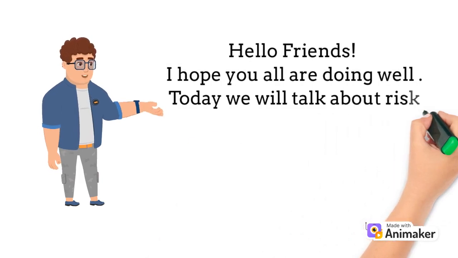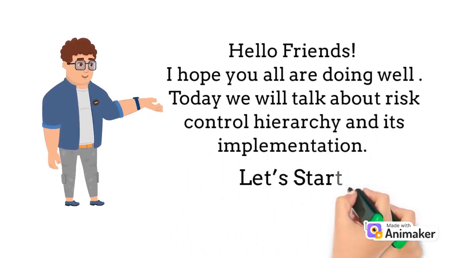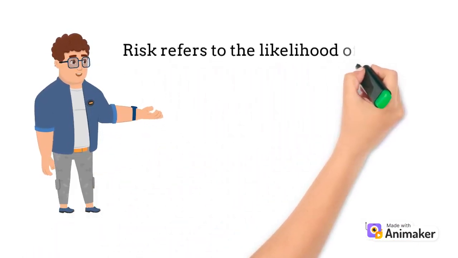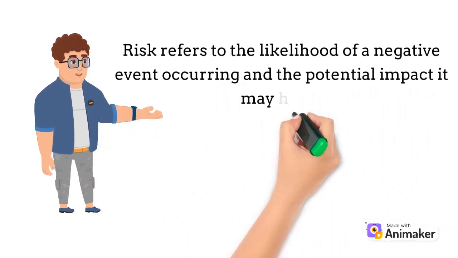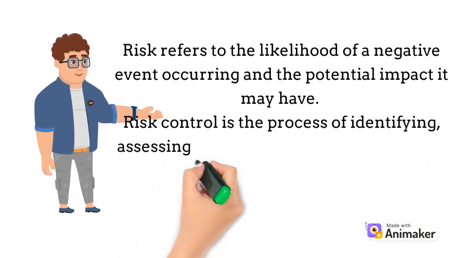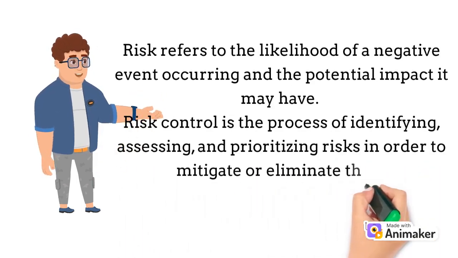Today we will talk about risk control hierarchy and its implementation. Let's start. Risk refers to the likelihood of a negative event occurring and the potential impact it may have. Risk control is the process of identifying, assessing, and prioritizing risks in order to mitigate or eliminate them.